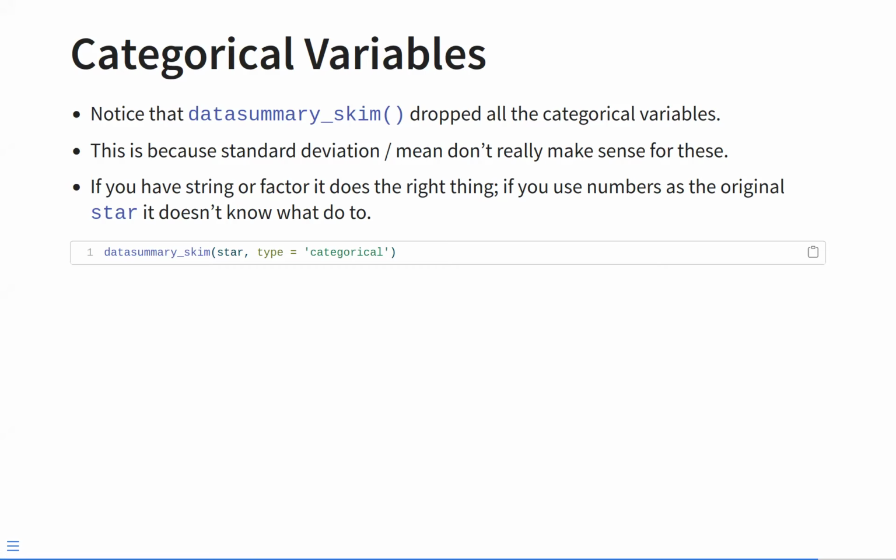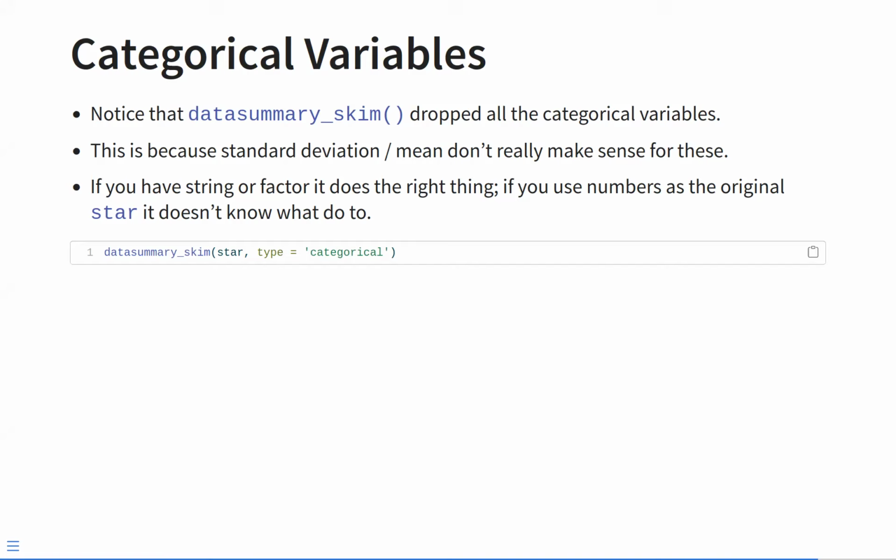So what data summary skim actually does is it treats categorical variables differently. So if you have a string or a factor, it just does the right thing. And this is actually the reason why I asked you to recode everything before. Because if you were to use numbers, as in the original star data set, data summary skim wouldn't know what to do. It would say, oh, race can be 1, 2, 3, or 4. I suppose it makes sense to compute a standard deviation for race. Whereas in fact, we know that's silly. So by recoding the variable, we made it much easier for data summary skim to help us out.